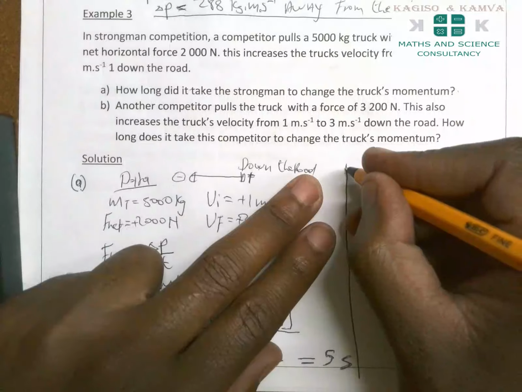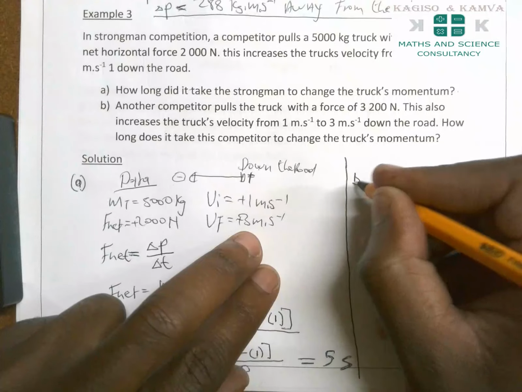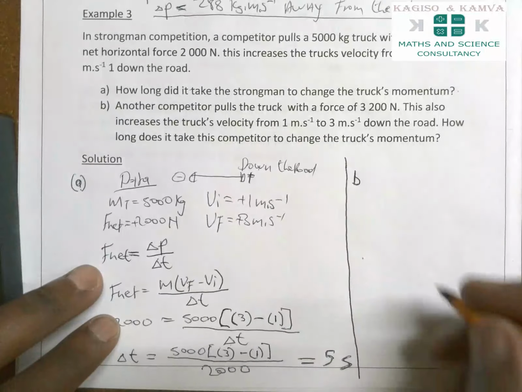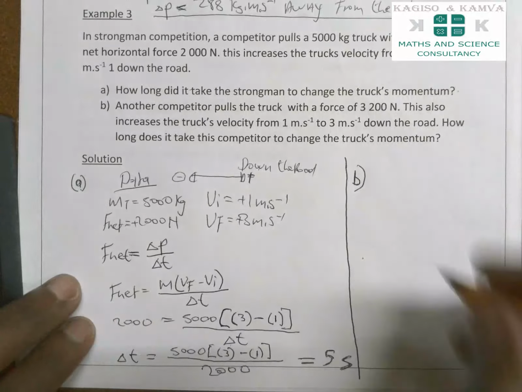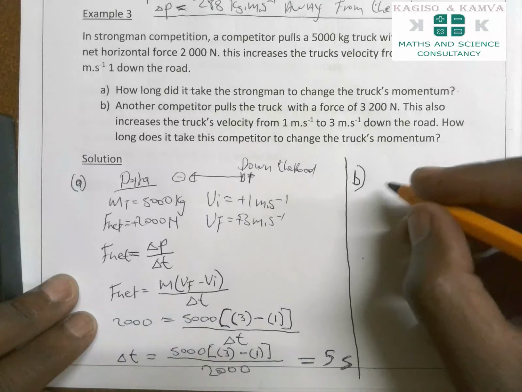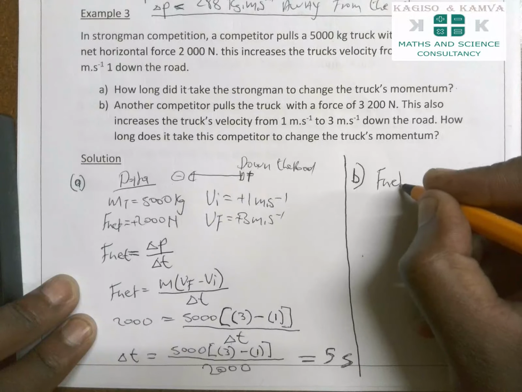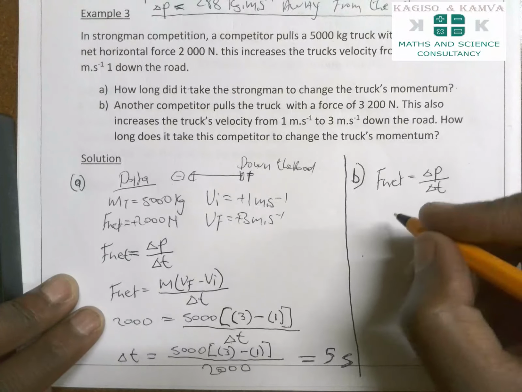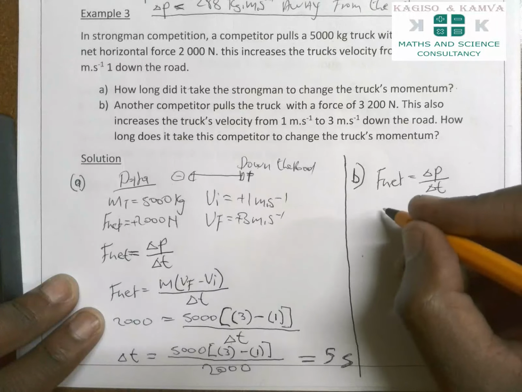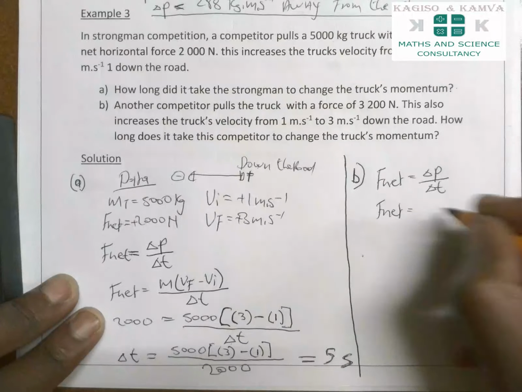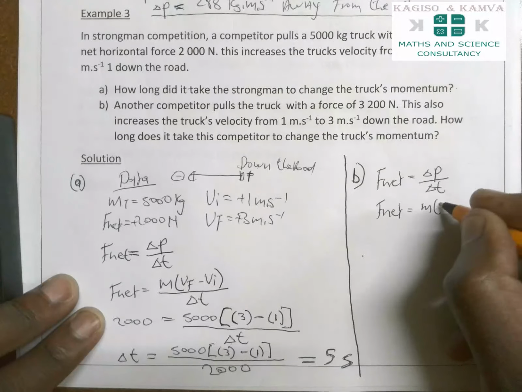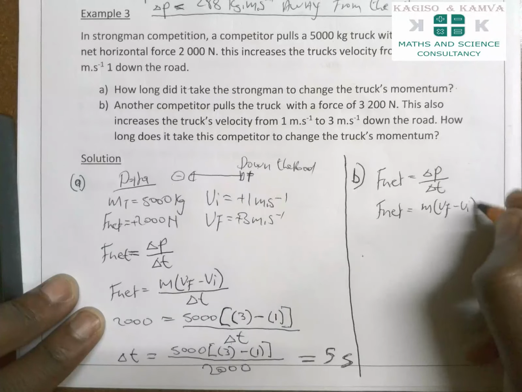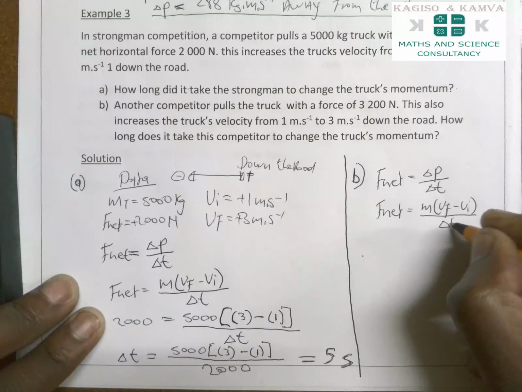Okay, let us answer B here. Let's say this is going to be B. For B, you're going to say F net is still equal to the change in momentum over the change in time. But now F net is equal to what? m(Vf minus Vi) all over the change in time.